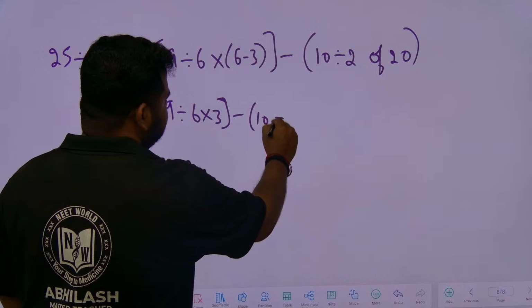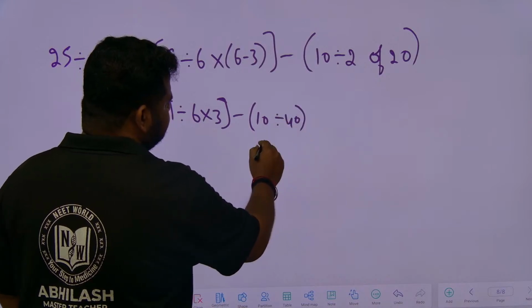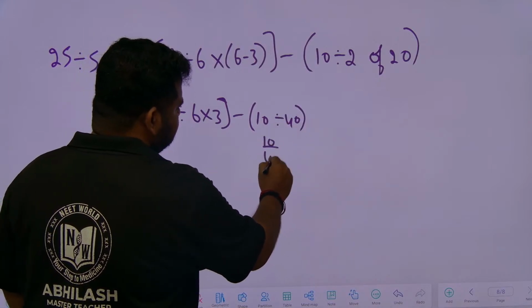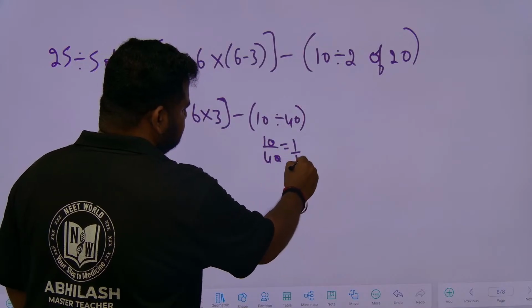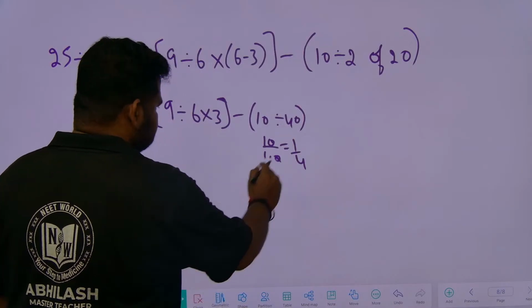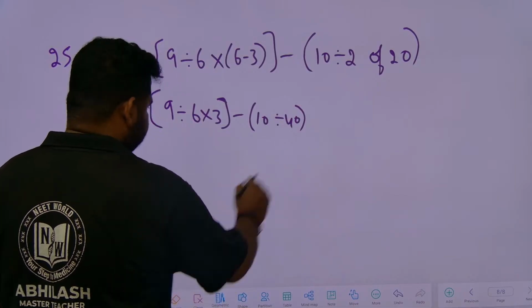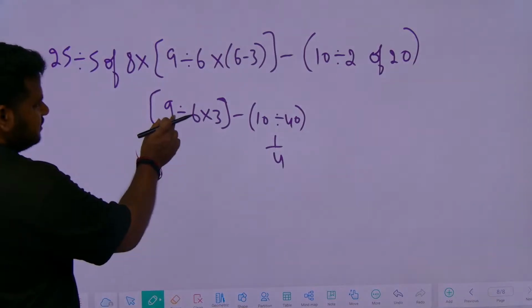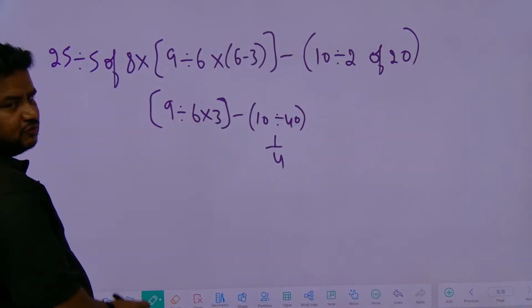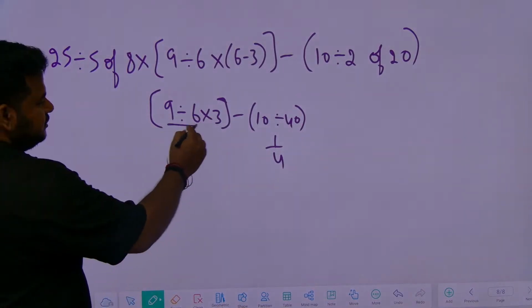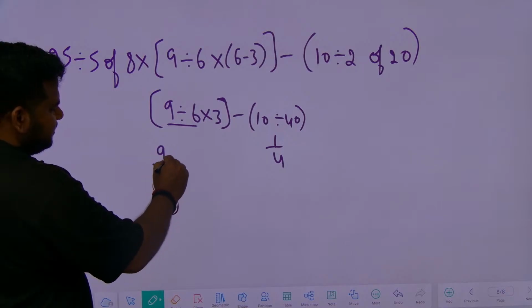So we will get 10 divided by 40. 10 divided by 40 means I can write 10 by 40. Zero zero cancels, I will get 1 by 4. So outside I will be having 1 by 4 here. Now look at this, 9 divided by 6 into 3. So first what I should do? Division, obviously. So 9 by 6 into 3.